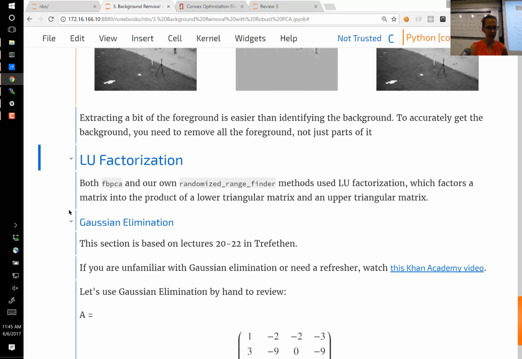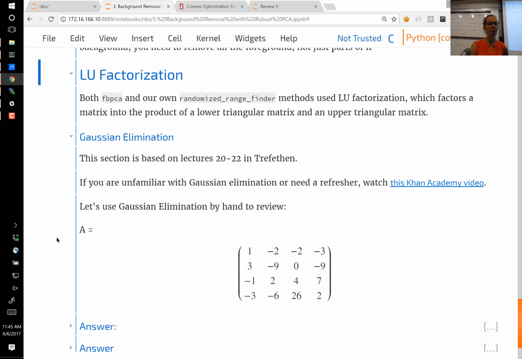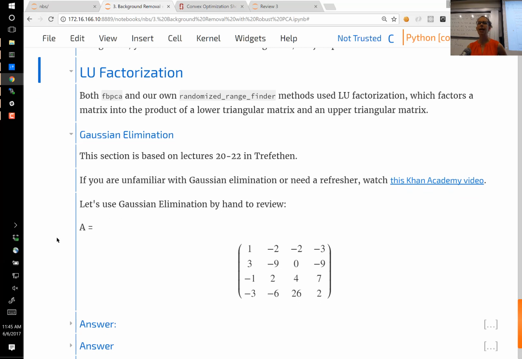Let's start on LU decomposition. So above, we had used Facebook PCA, which is a randomized SVD. And then in the previous lesson, we had written our own randomized range finder, which was basically a less robust version of scikit-learn's one, or I mean, it did less error checking. So both of those use LU factorization. And so we're going to go into how to do an LU factorization, since we've used some methods that use it.